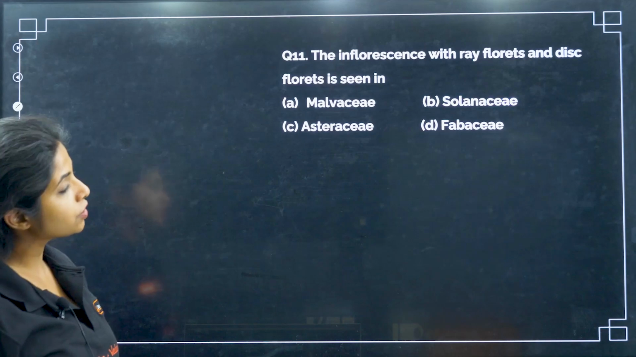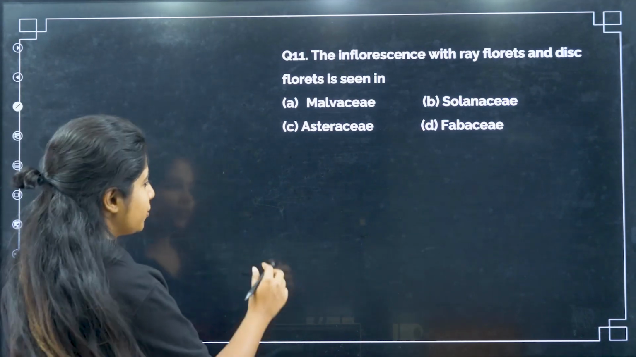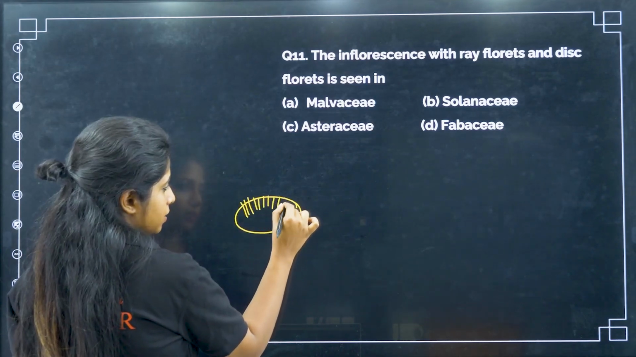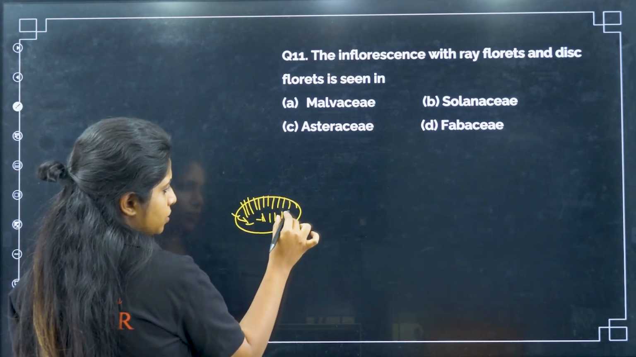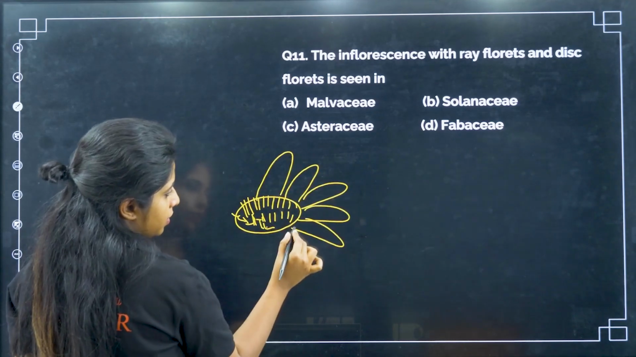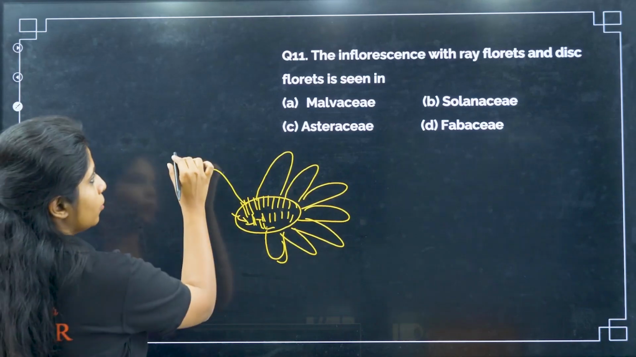Now, the inflorescence with ray florets and disc florets is seen in. Ray florets and disc florets, as in, have you seen the sunflower? They have in the middle something like this, small florets, some sort of thing. And then you have this. So basically over here, this thing that you see is the disc floret.